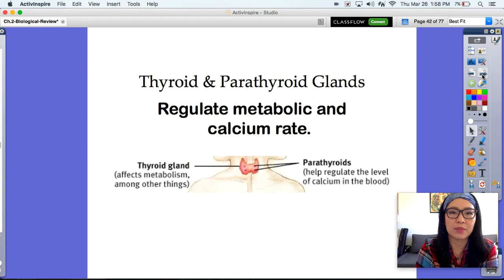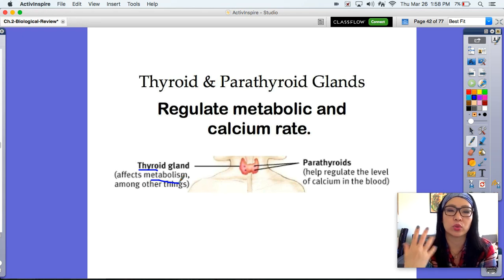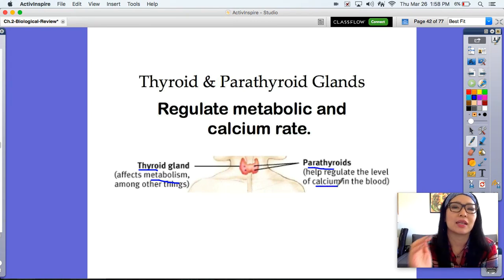Okay, and then we have thyroid and parathyroid glands. Again, I didn't really have a good trick for any of these. You just have to know that thyroid controls metabolism. The way I remember that is that some people who are struggling with their weight have an underactive thyroid, so it's hard for them to lose weight. People who have a hard time gaining weight would have an overactive thyroid, because they have a really fast metabolism and it's hard for them to gain weight. And then parathyroids basically help regulate the calcium in the blood.